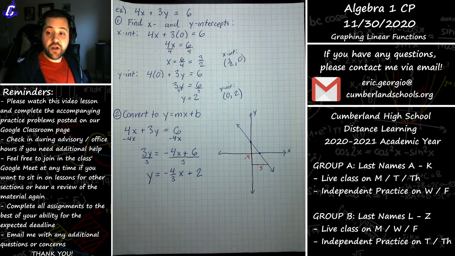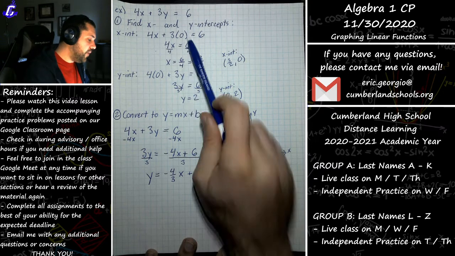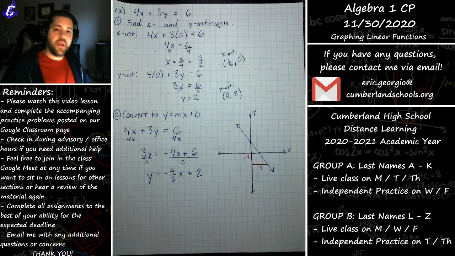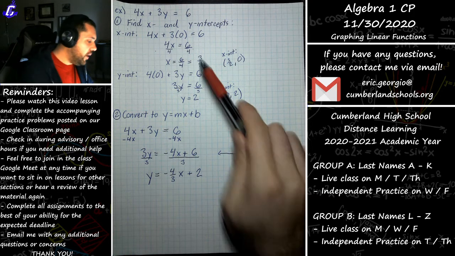So regardless if you graph this way, finding your x and y intercepts, or converting to y equals mx plus b, use whatever works for you to graph something in standard form. Hopefully that was helpful and made sense. Again, on any sort of assessment, you'll be able to choose which of those methods you want to do. You'll still have to know how to do them.